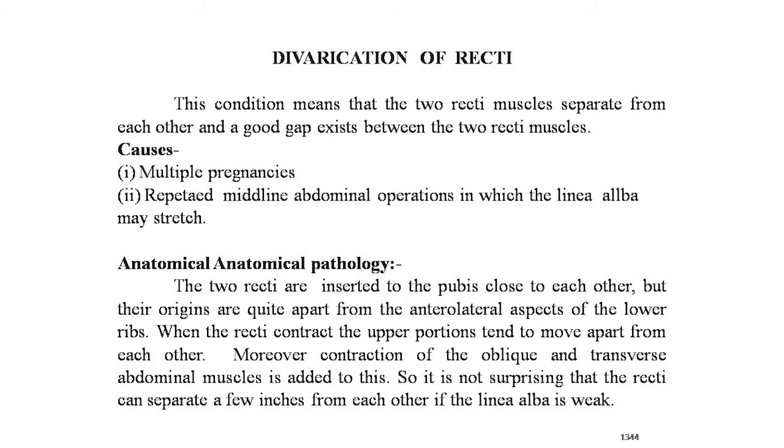The anatomical pathology is that the two recti are inserted into the pubis close to each other, but their origins are quite apart from the anterolateral aspects of the lower ribs. When the recti contract, the upper portion tends to move apart from each other. Moreover, contraction of the oblique and transverse abdominis muscles is added to this. So, it is not surprising that the recti can separate a few inches from each other if the linea alba is weak.